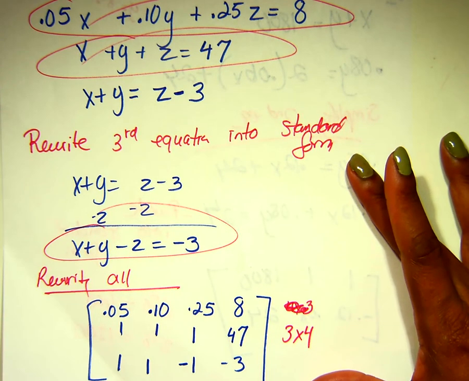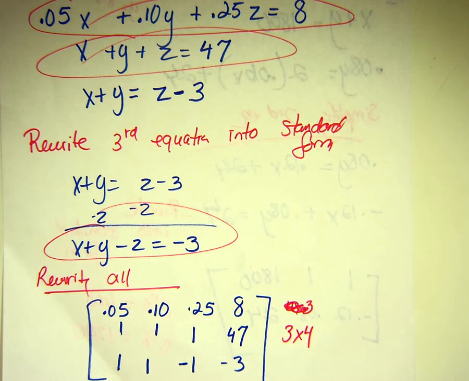So once I rewrite all of that using the matrix, we know that it's going to be a 3 by 4. For your first equation, you have 0.06, 0.10, 0.25, and your constant is 8. The second row is 1, 1, 1, and 47, because I'm going by this right here. Then your last row, using this, you got 1, 1, -1, -3.